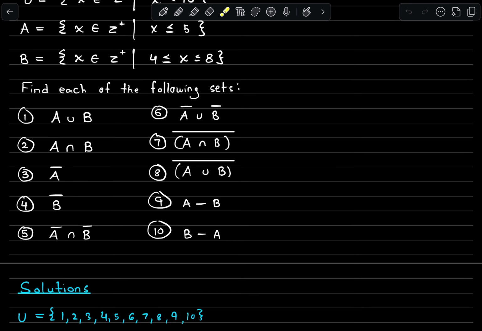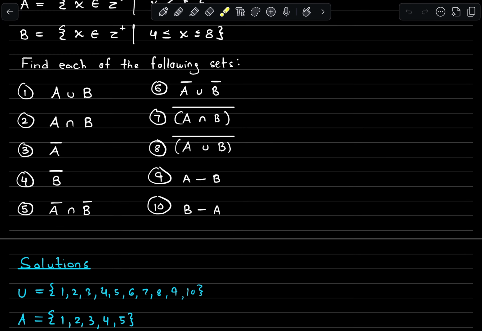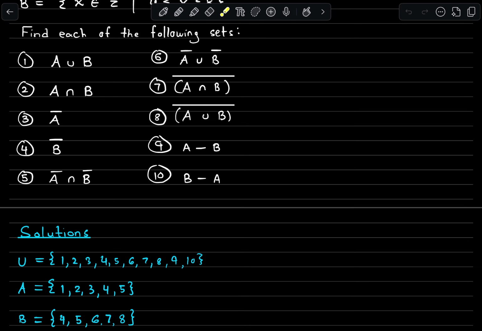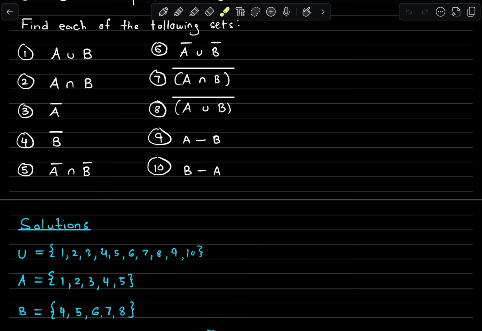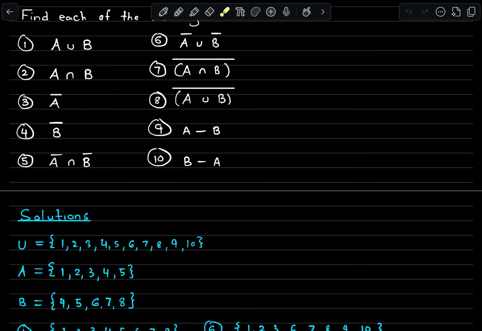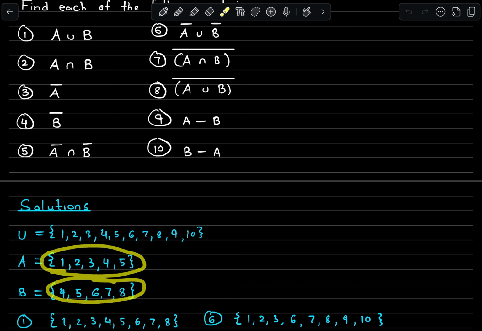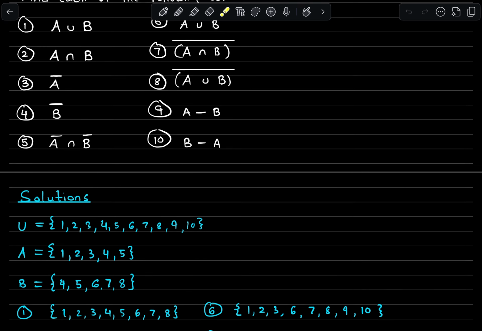All right, now let's look at the solutions to these. Just like we said, U is going to be the integers 1 through 10. A is 1 through 5. B is 4 through 8. Our first one says A union B. Well, we're just putting together all of the elements of A, all of the elements of B, including their intersections, but there's no need to be redundant about them, so we're just going to have the numbers 1 through 8. These are all of our distinct values.